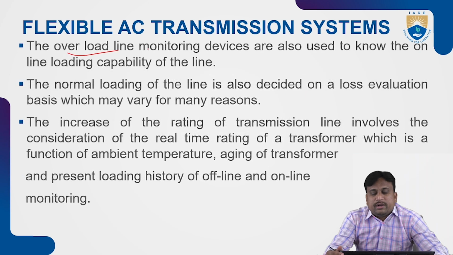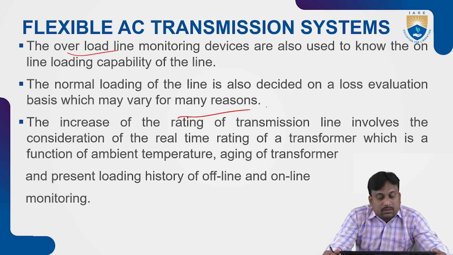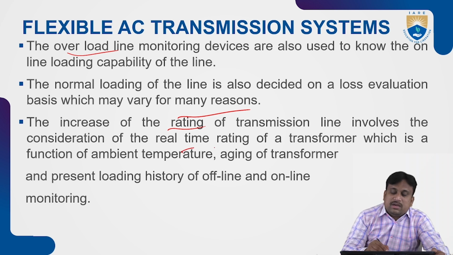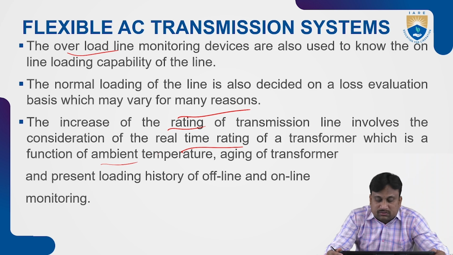So overload line monitoring devices are also supposed to be used to know the online loading capability of the line. That means normal loading of the line also decides, but on a loss evaluation basis, which may vary for many reasons. So this has to increase the rating of the transmission line, with the considerations of the real-time ratings of the transformer, which is also a function of the ambient temperature and present loading history of the offline and online monitoring systems. So this has to be considered. Based on those parameters, when controllers are introduced, the rating of the line may vary.